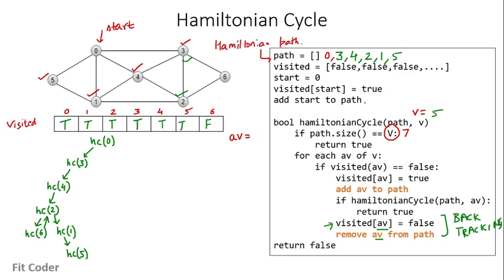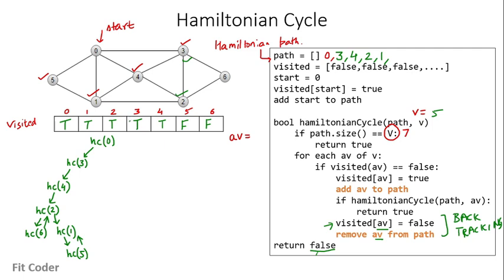We check size of the path array. It is not equal to 7. Then we come in this for loop. So adjacent vertices of 5 are 0 and 1. But both are already visited. So this for loop ends and we return false from here. So HC5 returns false. So when it returns false, we mark visited 5 as false. And we remove 5 from path. Then we come to this HC1. So adjacent vertices for 1 are 2, 4, 0.